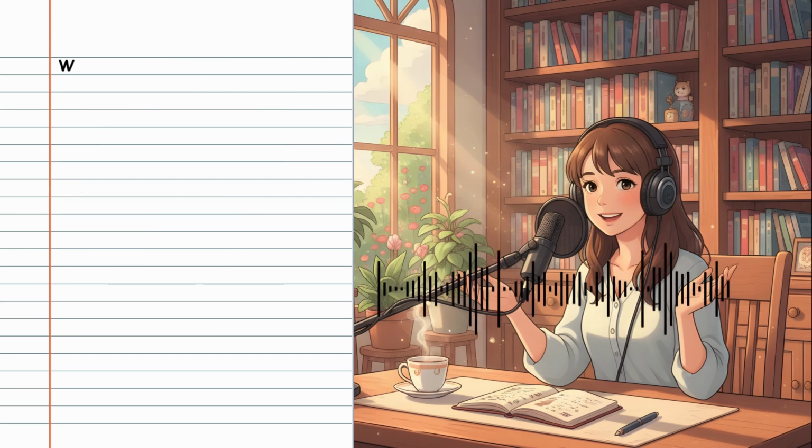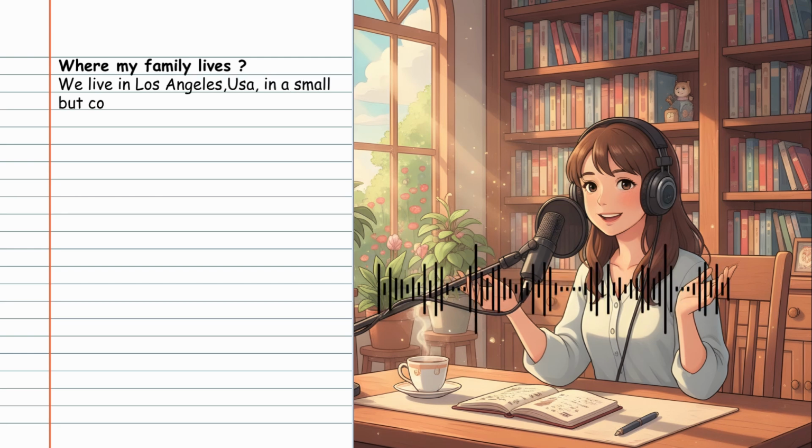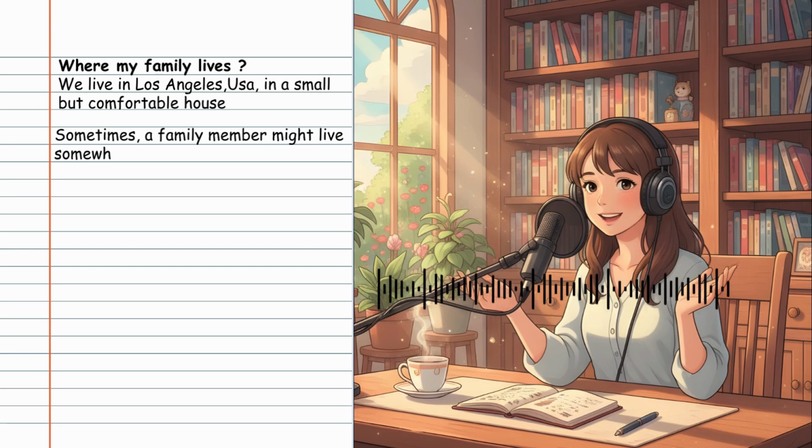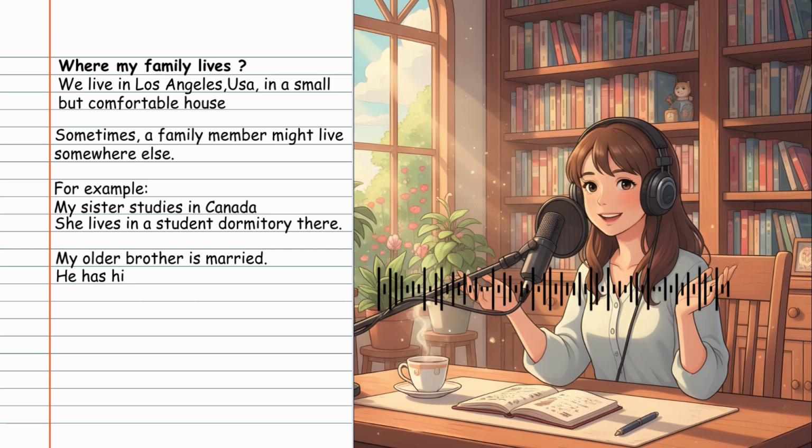Now let's talk about where my family lives. We live in Los Angeles, USA, in a small but comfortable house. Sometimes a family member might live somewhere else. For example, my sister studies in Canada. She lives in a student dormitory there. Or, my older brother is married. He has his own apartment close to us.